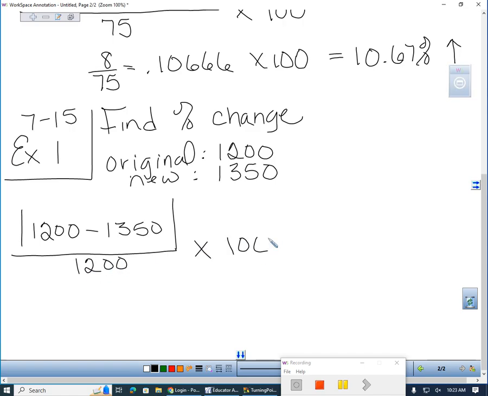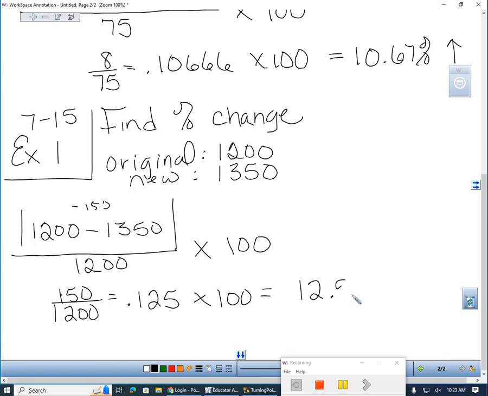times by 100. So 1,200 minus 1,350 is negative 150, but the absolute value of that is positive 150, divided by 1,200 is 0.125. Then we times by 100, and we get 12.5%. Does this increase or decrease? Increase. So we're going to draw an arrow pointing up. Or you can write the word increase if you prefer.